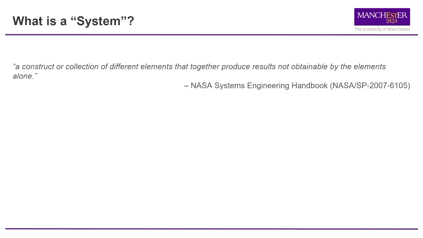So we can now start to think about what a system as a whole might be. I've put a NASA definition up here. A construct or collection of different elements. So we're thinking about these different blocks that together produce results not obtainable by the elements alone. So the sum of the parts and the whole. This is maybe a little bit of a clue as to what a system might be. The whole is greater than the sum of the parts.